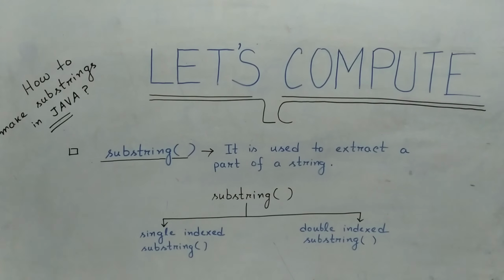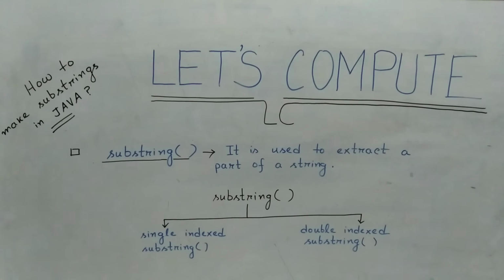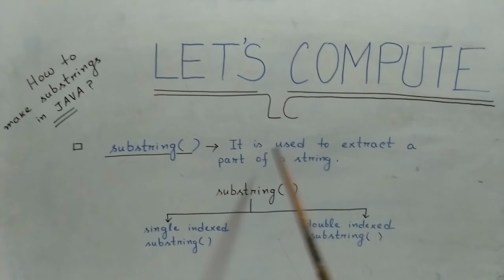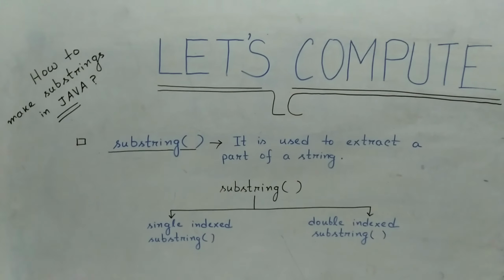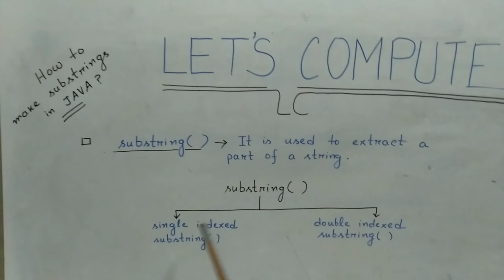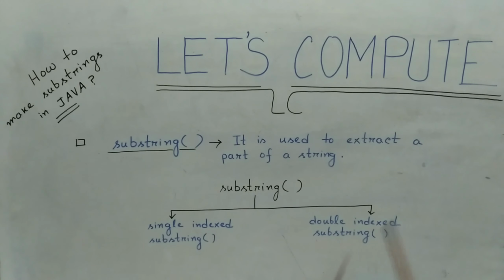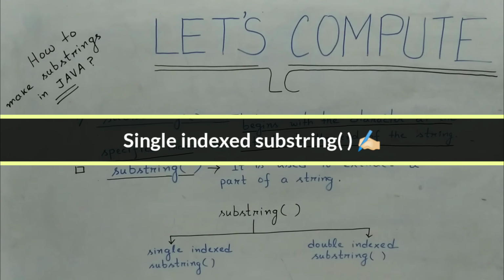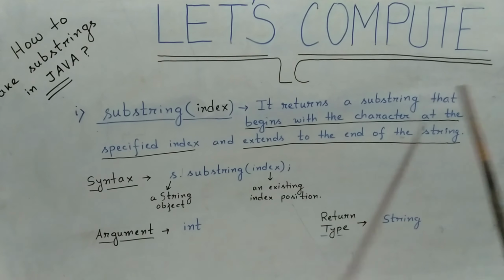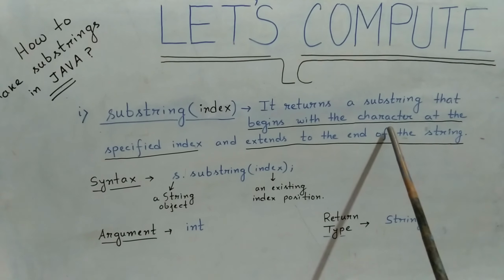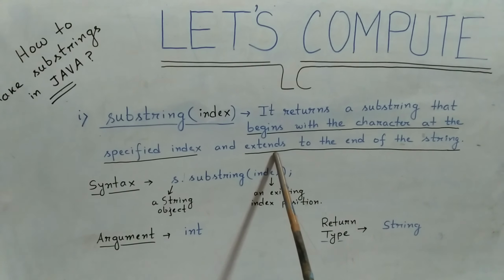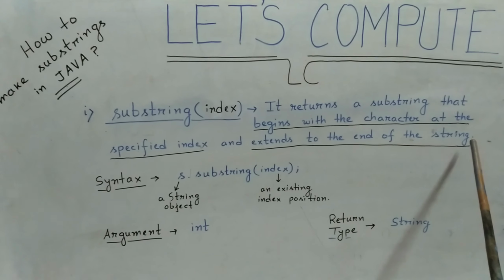Well, substring is the most widely used string manipulation function which extracts a part of a string. It has two variants. The first one is single index substring and the second one is double index substring. The single index variant of this function returns a substring that begins with the character at the specified index position and extends to the end of the string.